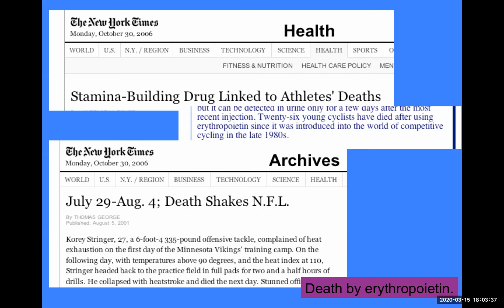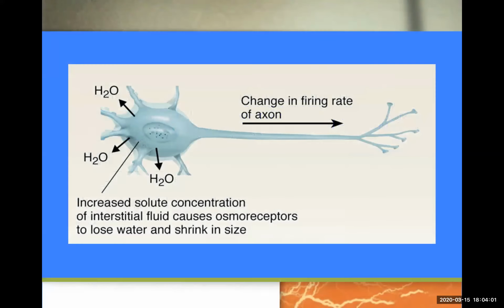So a couple of the articles on the screen here, these are cases of death in athletes who had erythropoietin, so they had very thick blood. And when they got too hot, their heart simply couldn't keep up. And so they keeled over with essentially heat stroke. Their heart gave out and said, look, I can't pump this overly thick blood. And they died. So fluid balance throughout the body, in the brain, in the blood, is critically important.